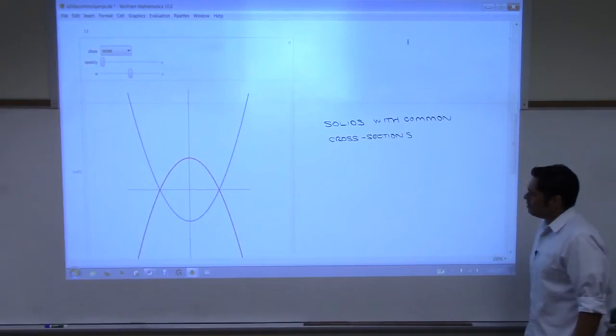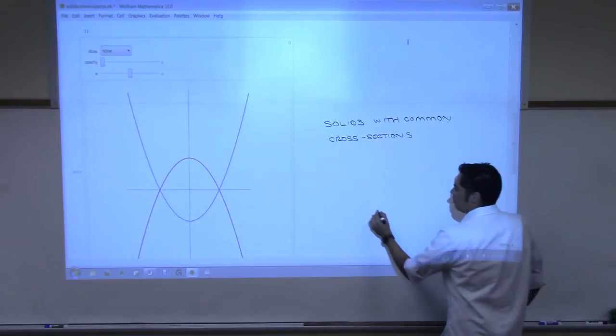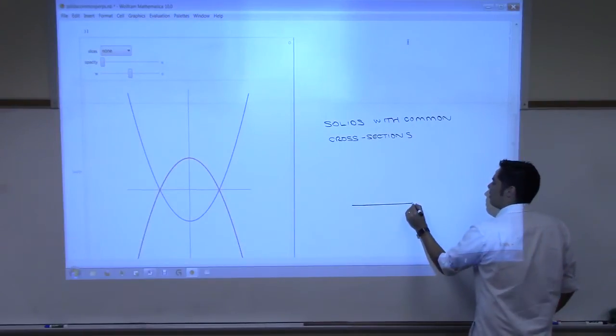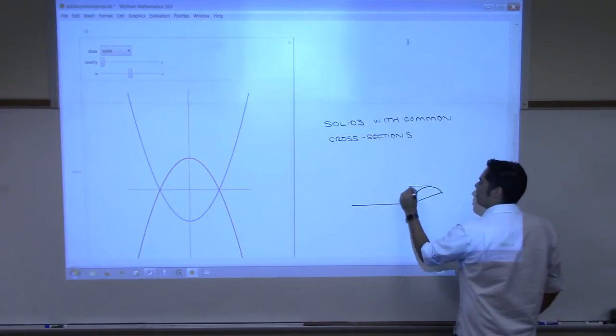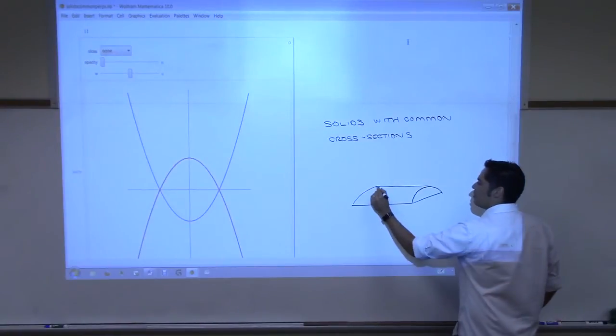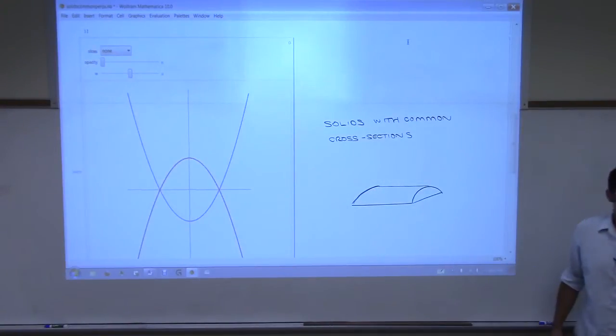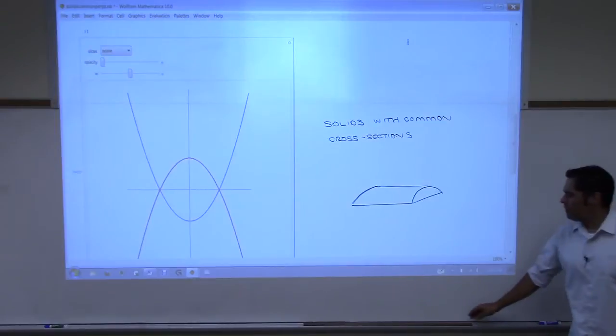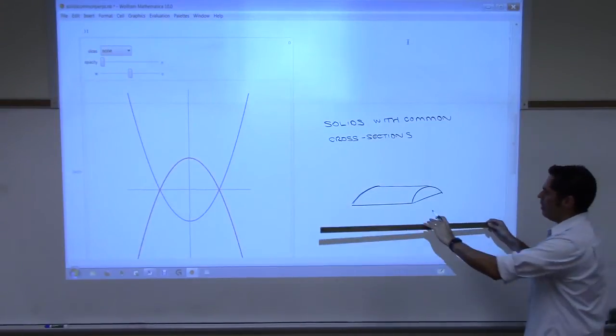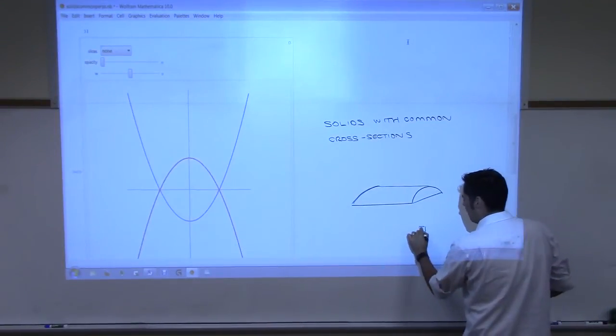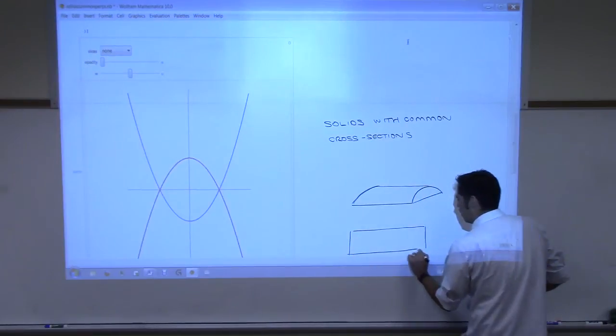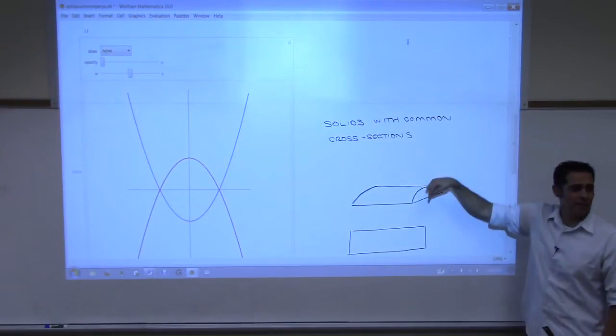So let me take something that may be familiar to you. Let's say we take a cylinder and just take half of a cylinder. So there's half of a cylinder. Let me show you what this looks like from the top. From the top, it looks just like a rectangle, looking straight down at this.